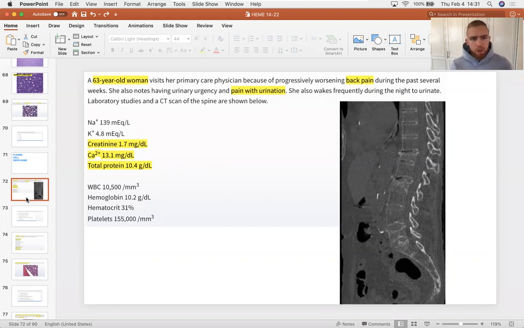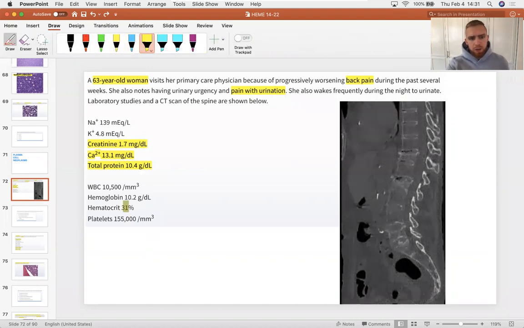You do a BMP, you see sodium, potassium are normal, creatinine's elevated, calcium is elevated, and total blood protein is also elevated. So you do a CBC, she's got a little bit of an anemia. Her hemoglobin is at a 10.2, hematocrit at a 31, but white cells and platelets are normal.